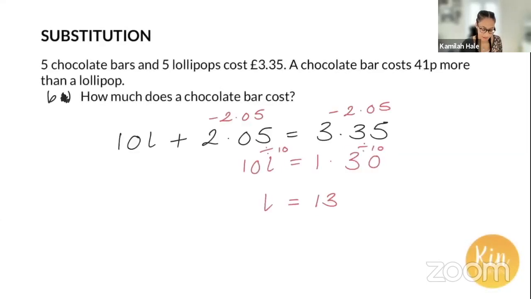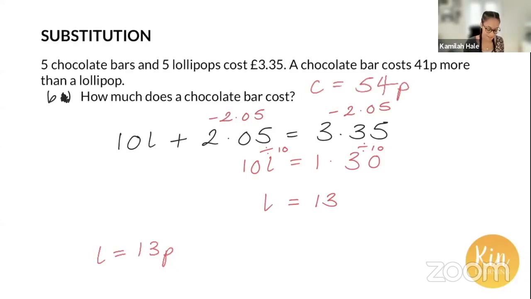L was 13 pence, and a chocolate bar costs 41p more than a lollipop. So the lollipop is 13 pence. And then the chocolate bar will be 41p more. So the chocolate bar will be 54p. Good, lots of you getting that one for me. Well done.